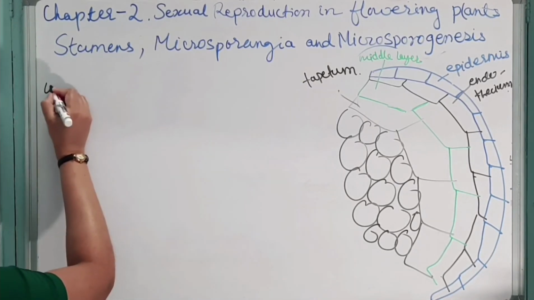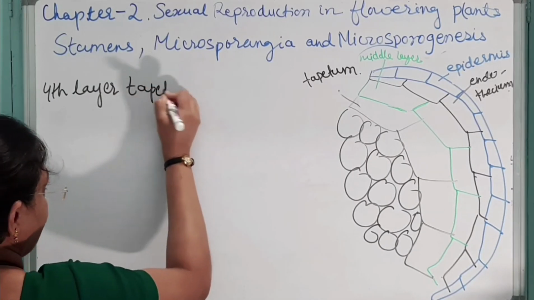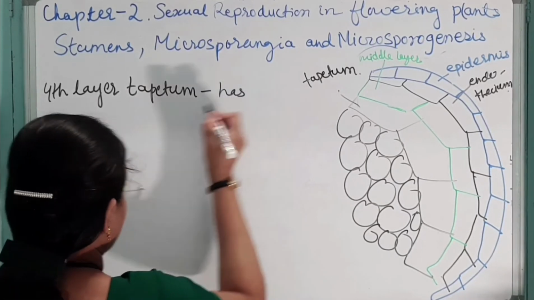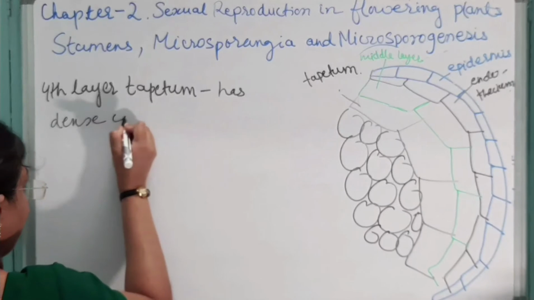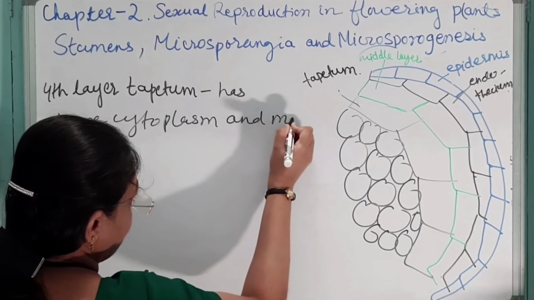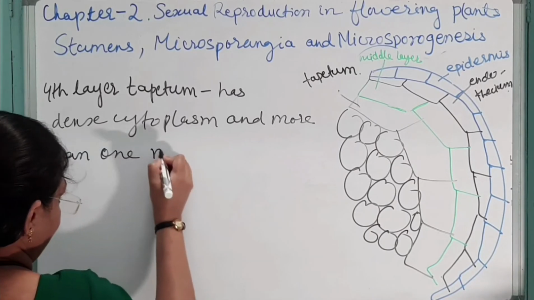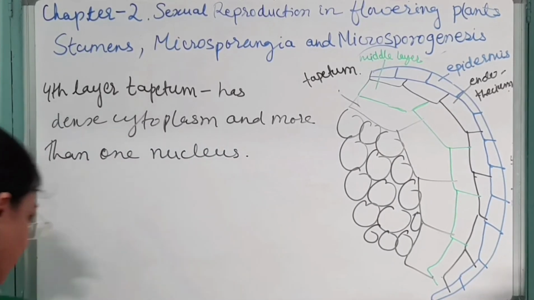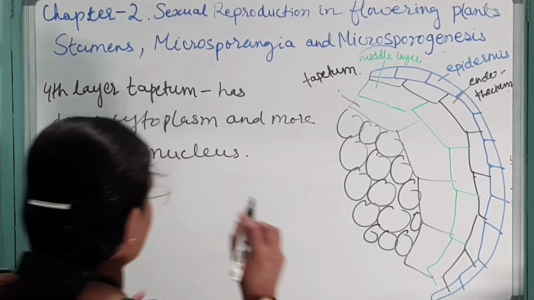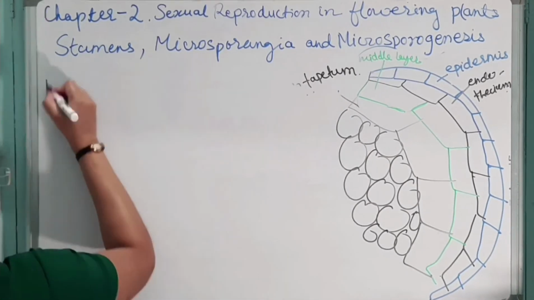Okay, the fourth layer, tapetum, has dense cytoplasm and more than one nucleus. Why is this layer having dense cytoplasm and more than one nucleus? Because tapetum helps in the nourishment of the developing pollen grains.